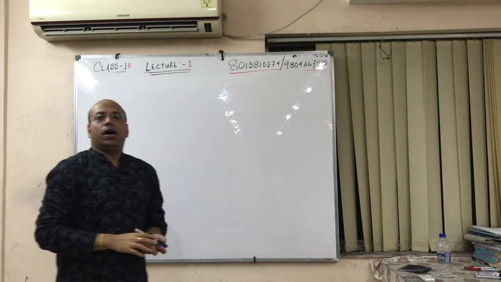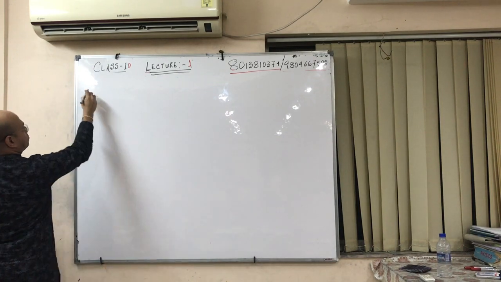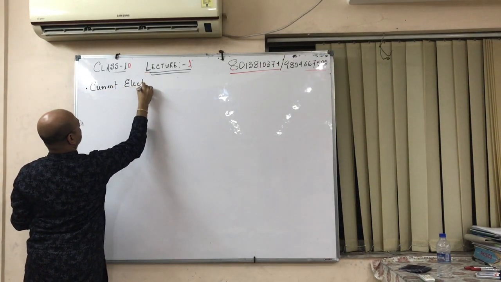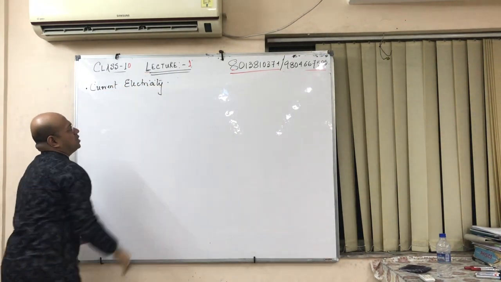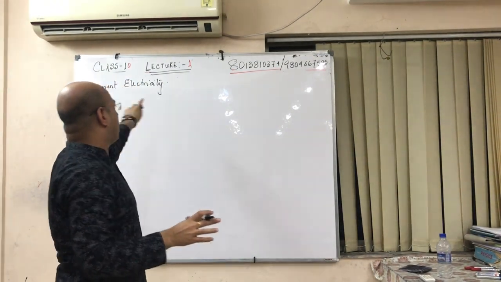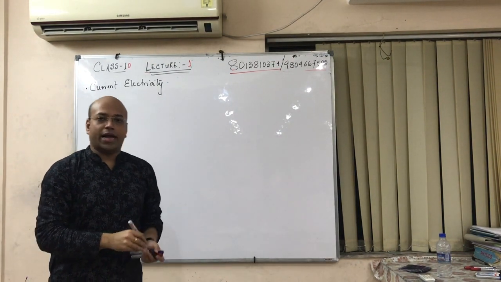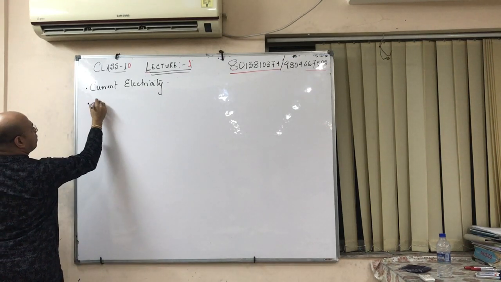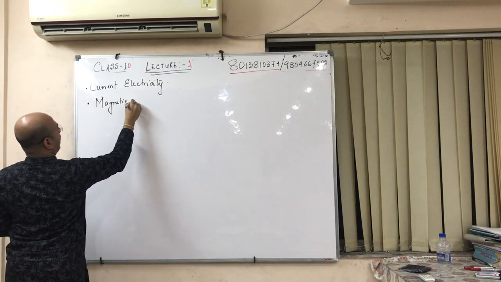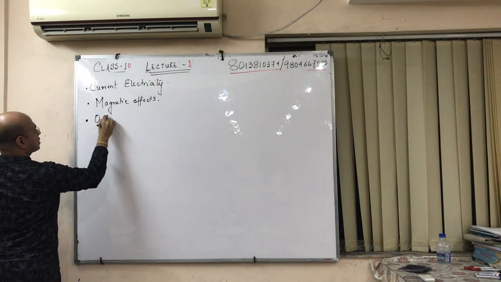Now, over here, we see a very beautiful thing. We have 3 chapters. First of all, we have current electricity. You may get some reflections of the light, but I will try to avoid them. If you have any difficulty in understanding, you can contact me. Then we have magnetic effects, then we have optics.